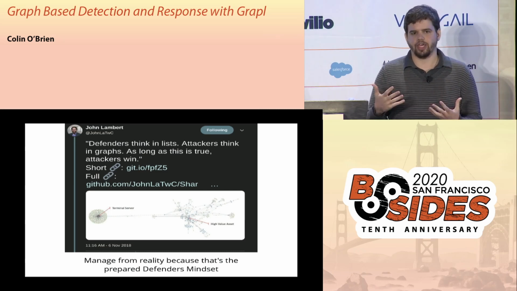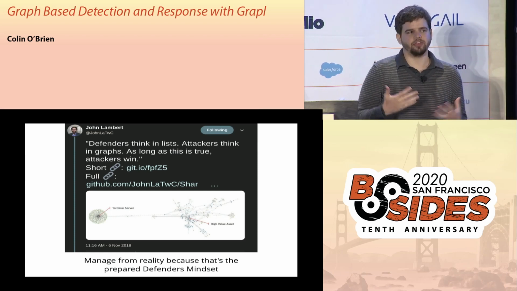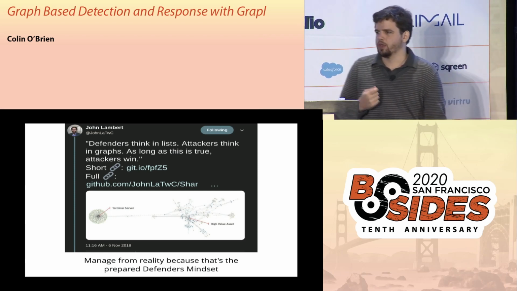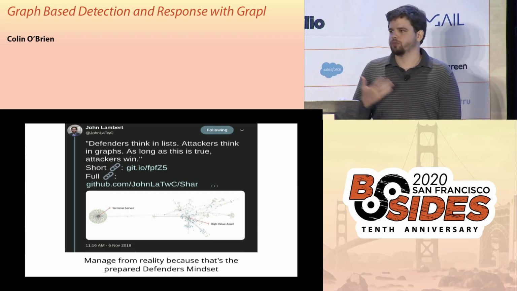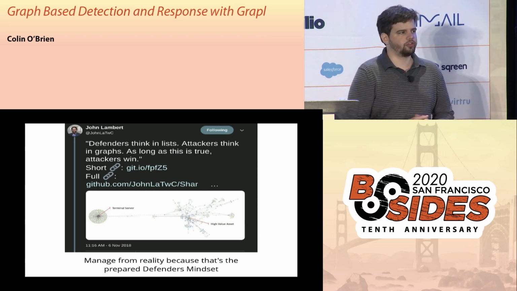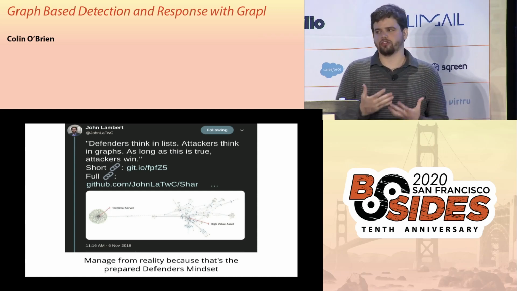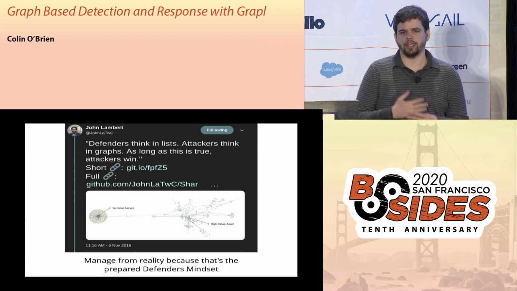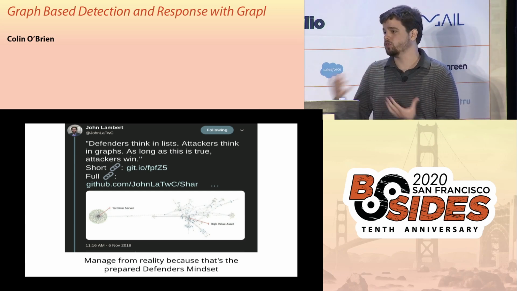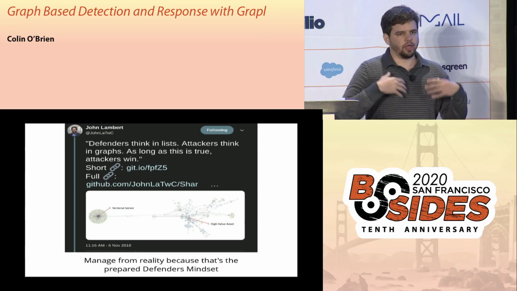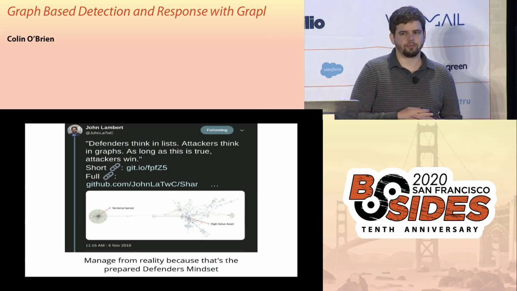And in this post that he creates afterwards, he talks about an example of this list and graph-based thinking. John talks about how when defenders are tasked with protecting a network, one of the first things they'll do is start creating lists. They'll create lists of privileged users like domain admins, or exposed services or high-risk assets that contain maybe user data. And they'll start to prioritize the work that they do based on those lists.